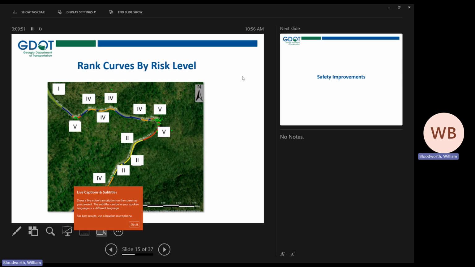So what that looks like is we've categorized all of our curves into risk levels. Here's a sharp curve and a string of sharp curves in District 1.